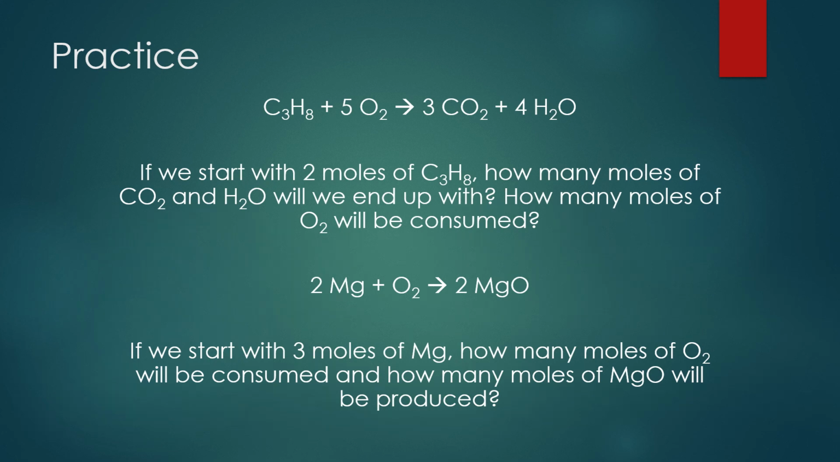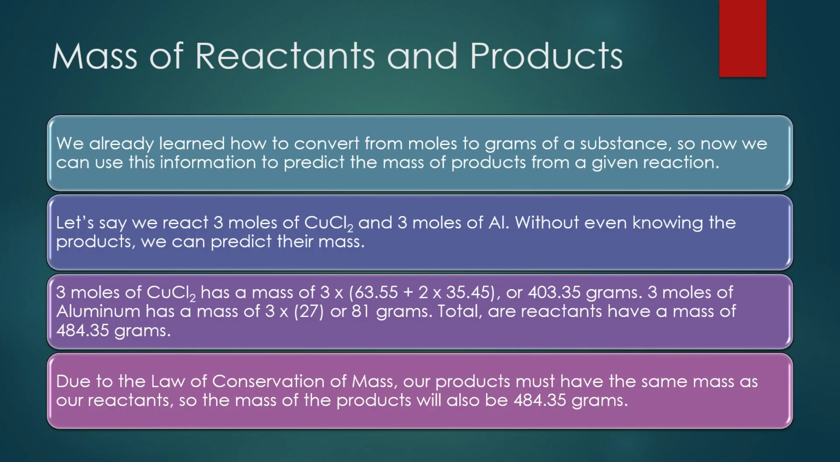We already learned how to convert from moles to grams of a substance, so now we can use this information and the law of conservation of mass to predict the mass of products from a given reaction. Hopefully you'll remember from near the beginning of the year that the law of conservation of mass says that mass cannot be created or destroyed during a chemical reaction. Let's say we react 3 moles of CuCl2 and 3 moles of Al. Without even knowing the products, we can predict their total mass.